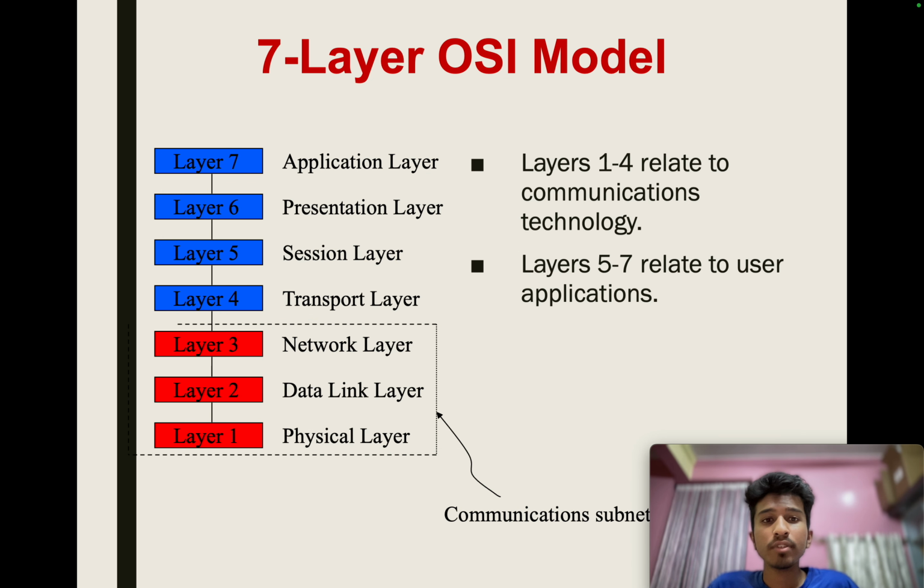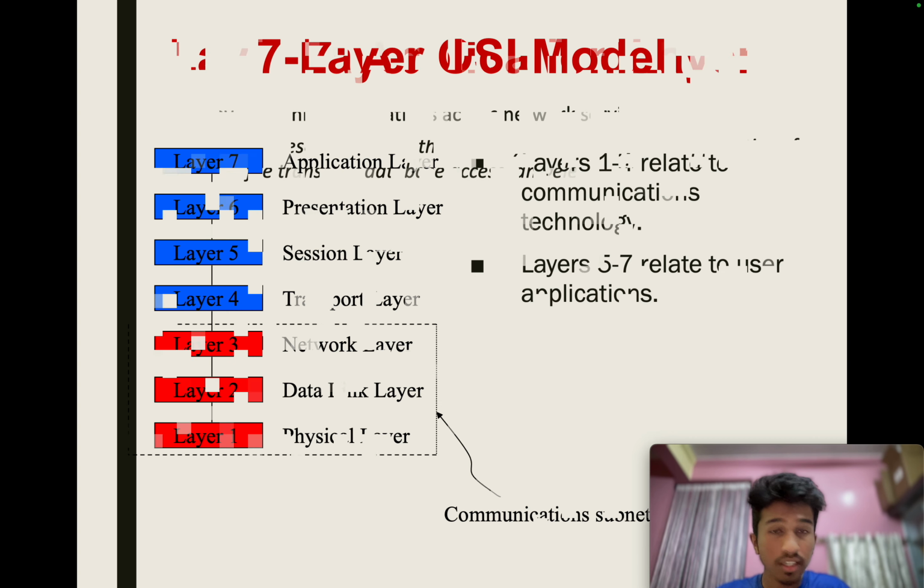So the first layer, let's discuss the first layer. The application layer is the topmost layer and the lowest is the physical layer. The three layers, that is layers 1, 2 and 3, are responsible for the communication subnet, or establishing a connection between the two hosts or the systems. The layers 1 to 4 are for the communication technology, 5 to 7 are related to user application. So here we are going to study everything.